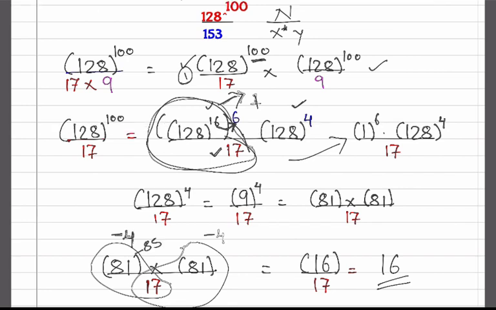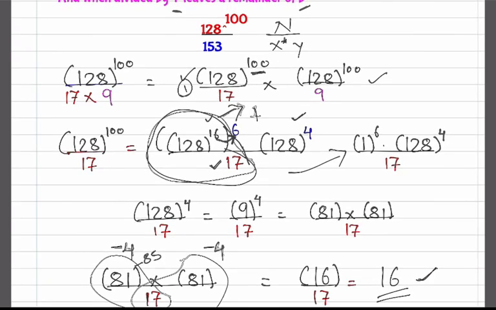Again here minus 4. Minus 4 into minus 4 will give me plus 16. 16 divided by 17. Since the number is lesser than 17, my answer is 16. So what did I find right now? 128 raised to 100 divided by 17. The remainder for this is 16. Now I need to go to the next part.